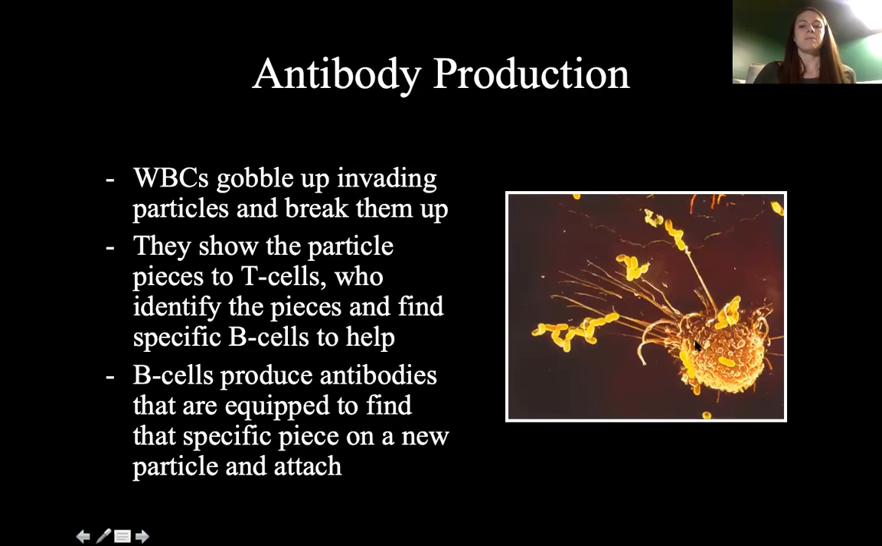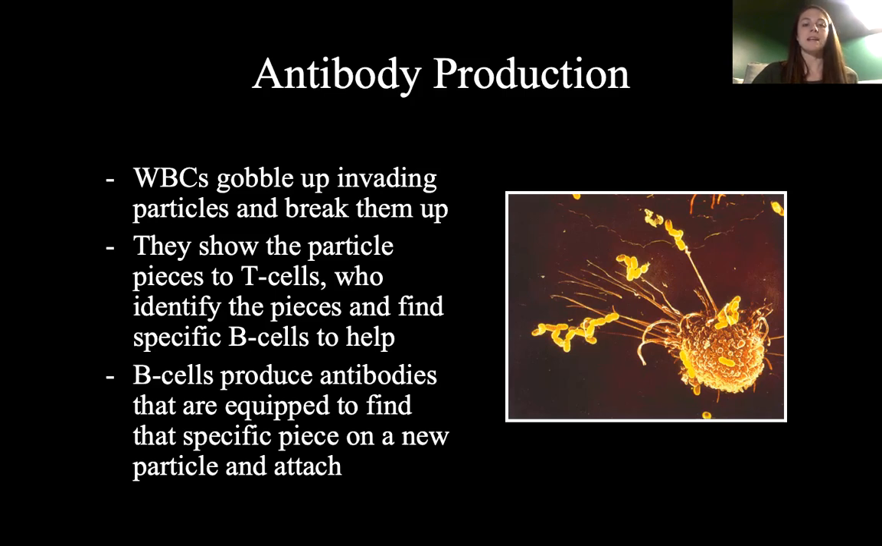So, antibody production. Basically what happens is white blood cells gobble up the invading particle and break it down. When they break it down, they take those little antigens from that foreign particle and show them to the T cells that we talked about. The T cells are the ones that go around eliminating the cells that were attacked and all the other foreign cells in the body. They're like the natural killer cells.